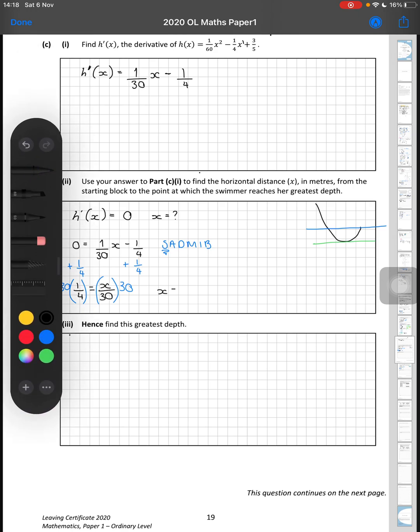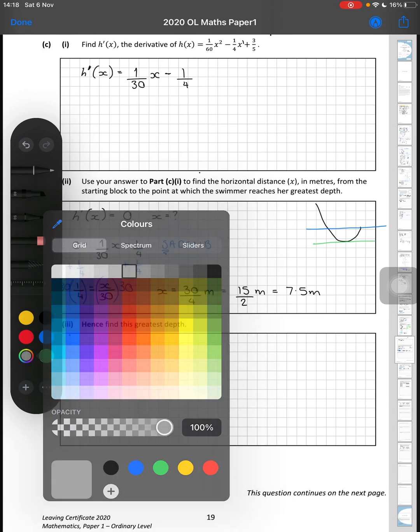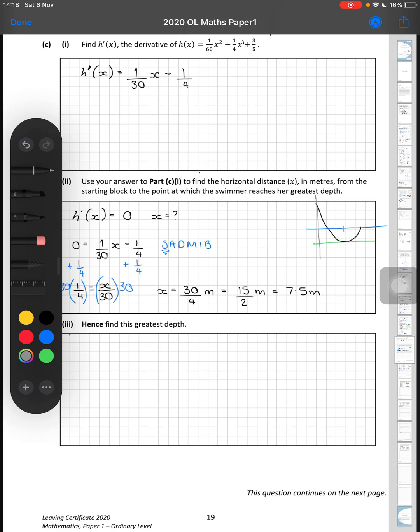Now in the way of the x on a side by itself, I have a 30 that's dividing. So how do I get rid of a 30 that's dividing? I multiply by 30. So I'm going to multiply both sides by 30 to get that x is equal to 30 over 4 meters. We can simplify that down to 15 over 2 meters, or we can say 7.5 meters. Okay, so when she is 7.5 meters away from this starting point, that is when she is at her greatest depth.